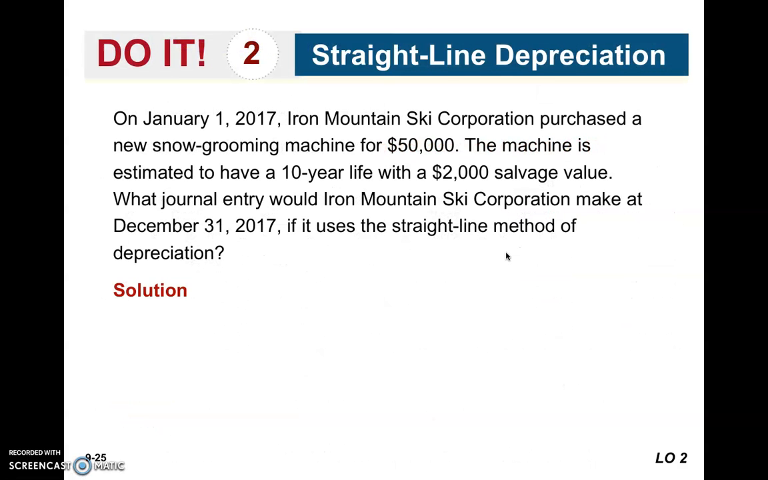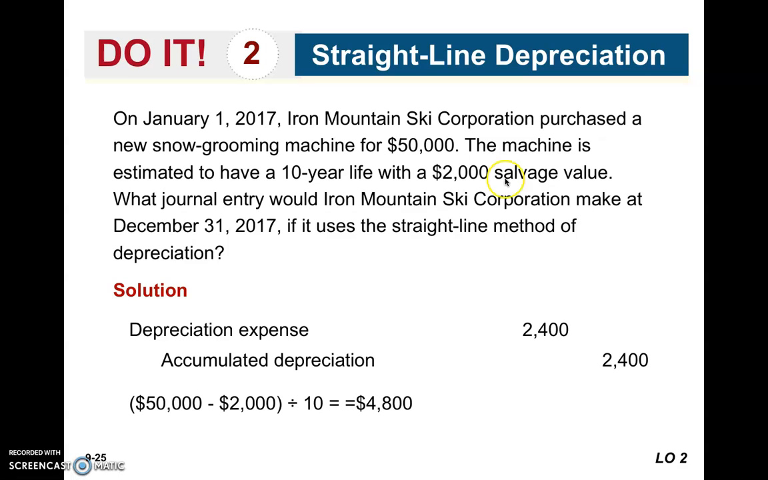Now, let's look at an example. Iron Mountain Ski, again on January 1st, 2017, they are buying a machine for $50,000. The machine is estimated to have a useful life of 10 years and a $2,000 salvage value. So first, we're going to come up with the depreciable cost, which is the difference between the cost and salvage value. Once we have that, we're going to divide it by the useful life. And that would be annual depreciation. So you can multiply it by 1/10 or divide it by 10.